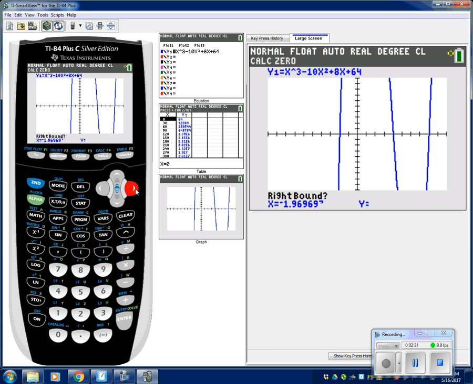If I go right arrow once, it places my cursor above it. So that's a good right bound. And then the guess just needs to be somewhere in between. So my first zero is x equals negative 2. So that's one of the solutions. And then you go through that process to find the other two, which are 4 and 8. So that's the process for finding the solutions to a polynomial equation using the x-intercept method.